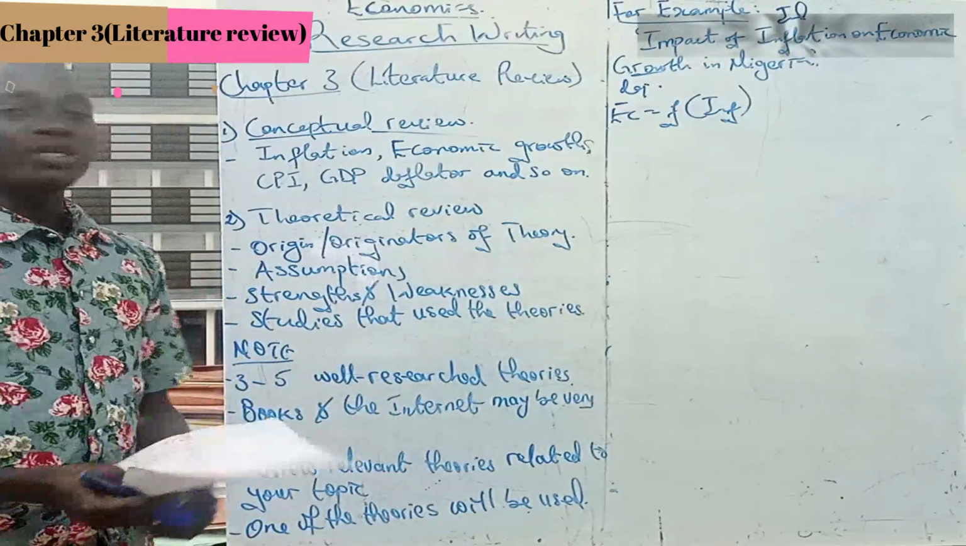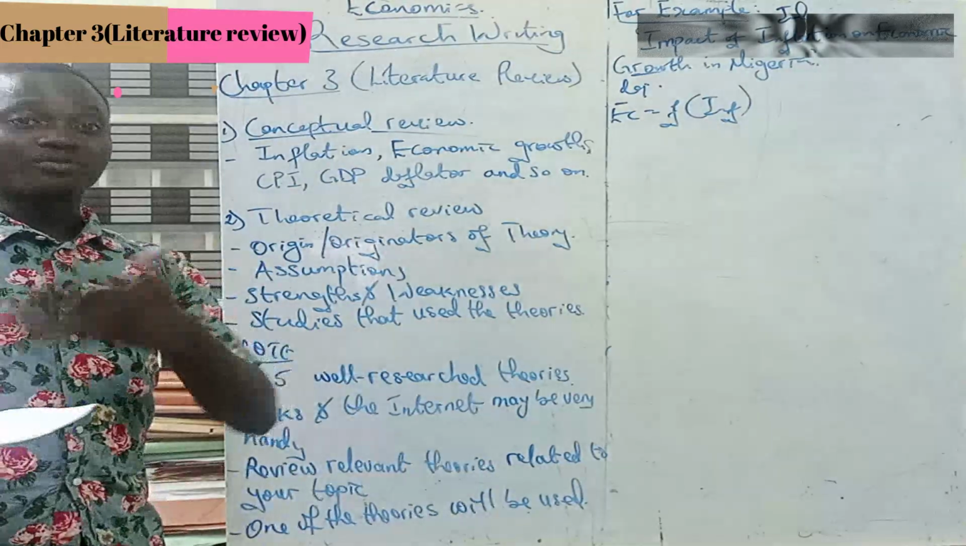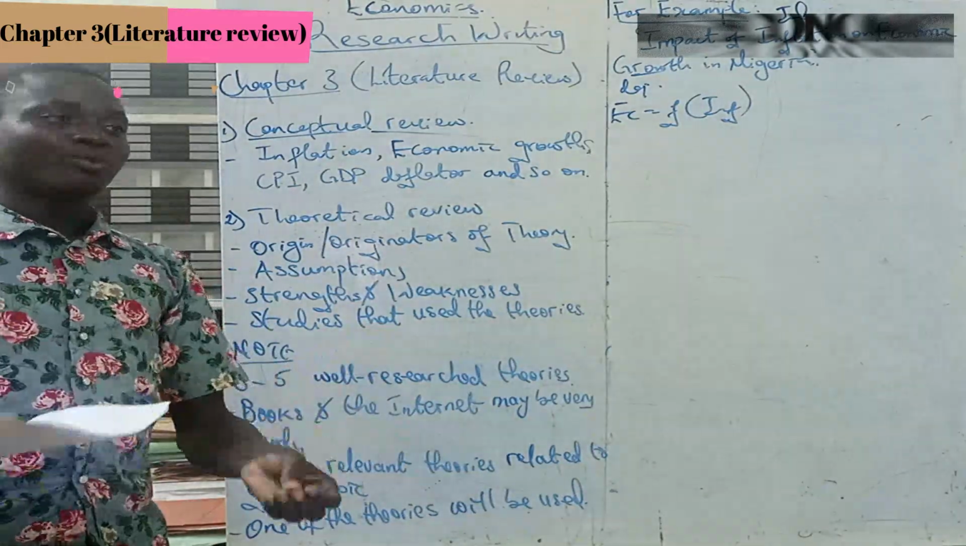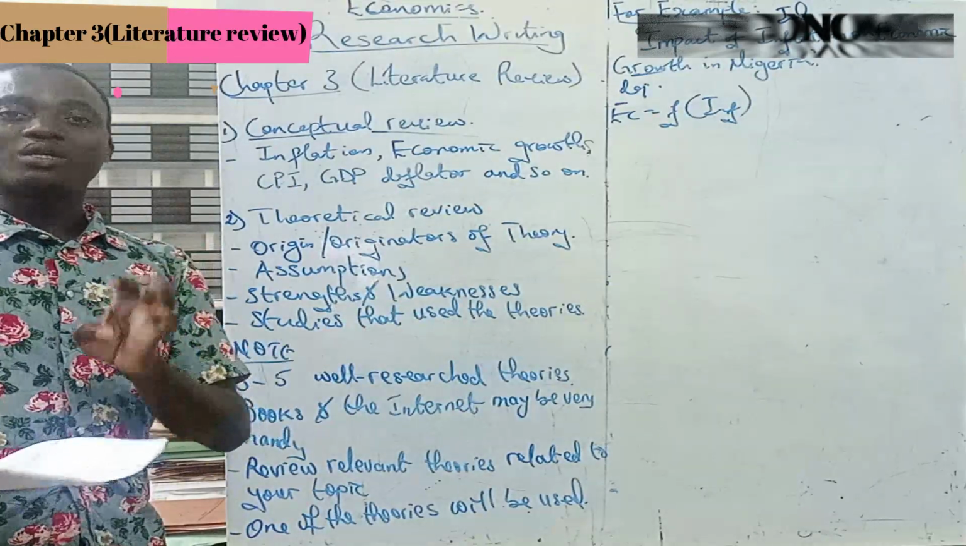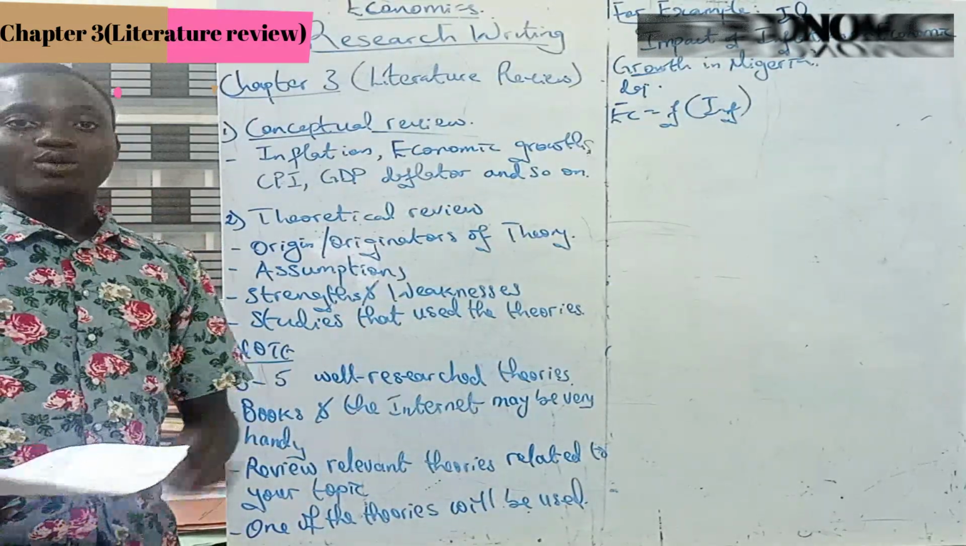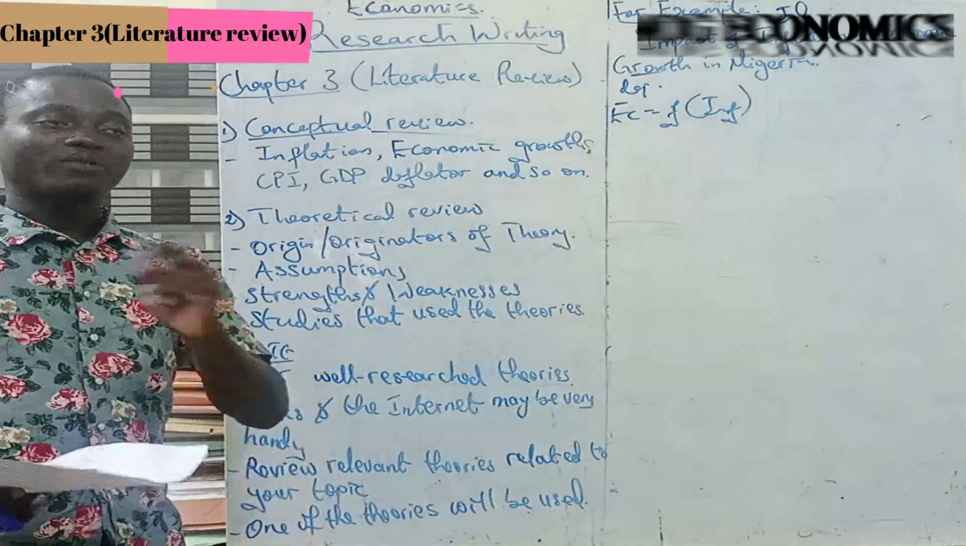If you are going through those journals in full, you are likely going to come across different theories. But you're not just supposed to be picking theories anyhow. So the way to pick theory is, what is your dependent variable? Your dependent variable will give you an idea of the theories that you're supposed to review. Now let me give you an example.